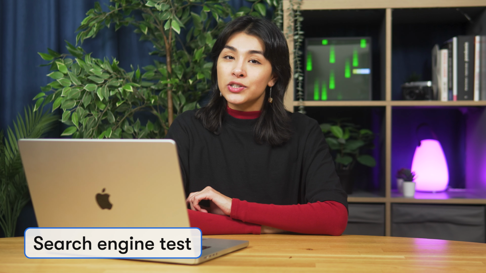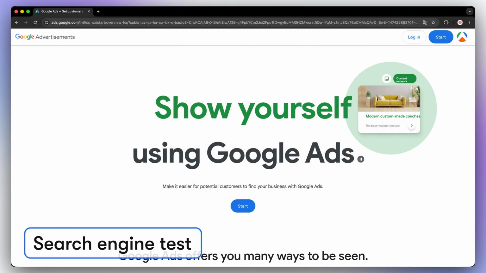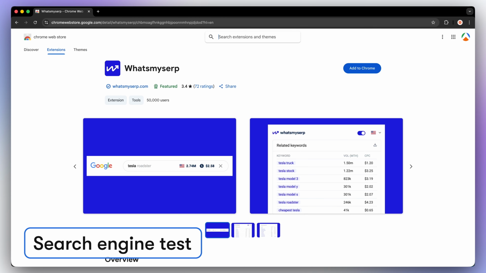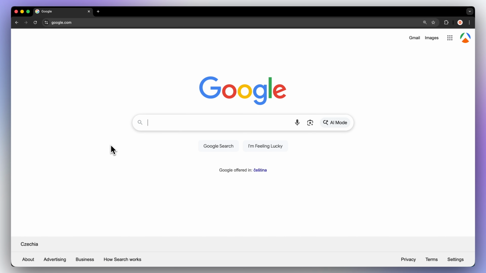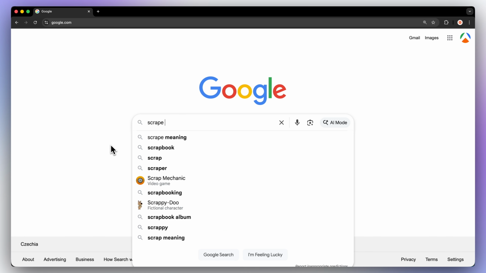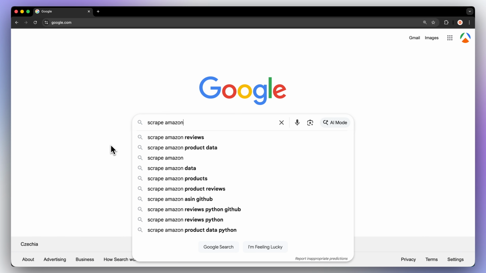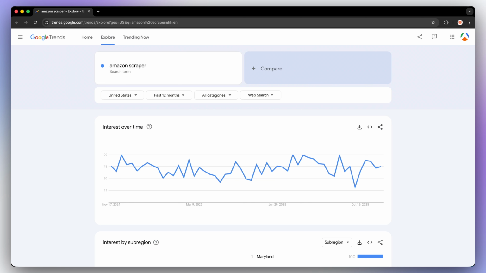Are people actually searching for your solution? You can use free tools like Google Keyword Planner or the What's My SERP Chrome extension to find out. Even a simple Google autocomplete works well. If you type "scrape Amazon" and Google suggests "product reviews," that confirms people want to scrape reviews specifically. And high search volume means demand. Also, check Google Trends. Is interest rising? Great. If it's dropped 90% over the last year, that market might have moved on.